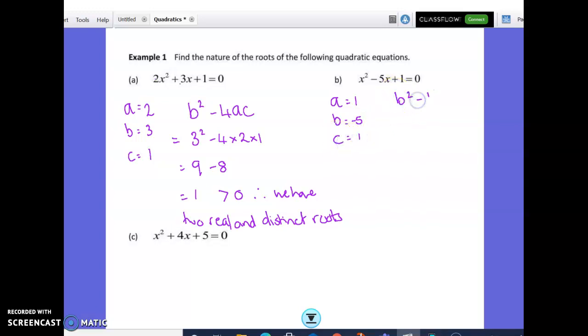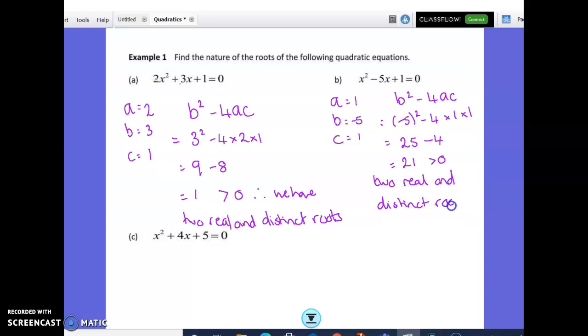Looking at the next one, A is 1, B is minus 5, and C is 1. The discriminant is b squared minus 4ac. So we get minus 5 squared minus 4 times 1 times 1. Minus 5 squared is 25. Minus 4, 21. Still greater than 0. So we get two real and distinct roots.